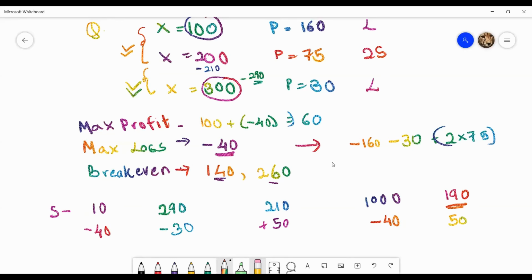And what is your maximum profit? Your maximum profit will be when your option is at the money at 200, which will be 60 from both directions. From 140, if you add 60, it is 200. From 260, if you subtract 60, it is 200, right? So your maximum profit will always be 200.